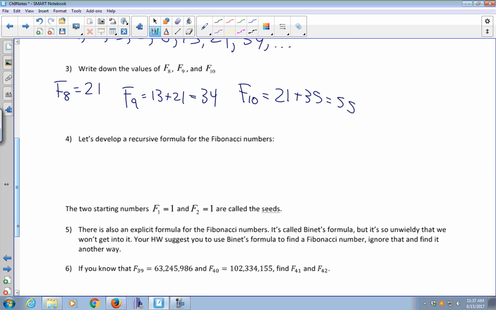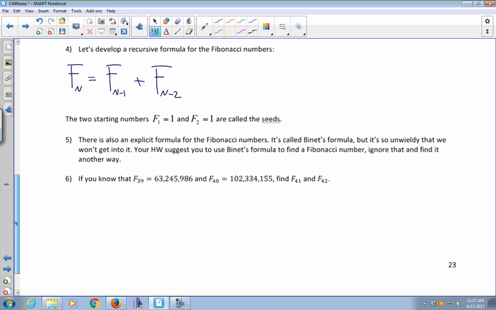So if I want to write a recursive formula for the Fibonacci numbers, I would say, okay, well, f sub n, the nth number in the list, is the number right before it, f sub n minus 1, plus the number 2 before it, f sub n minus 2. So my recursive formula is f sub n equals f sub n minus 1 plus f sub n minus 2. The two starting numbers, f1 and f2, are both 1 for the Fibonacci numbers. They're called the seeds.